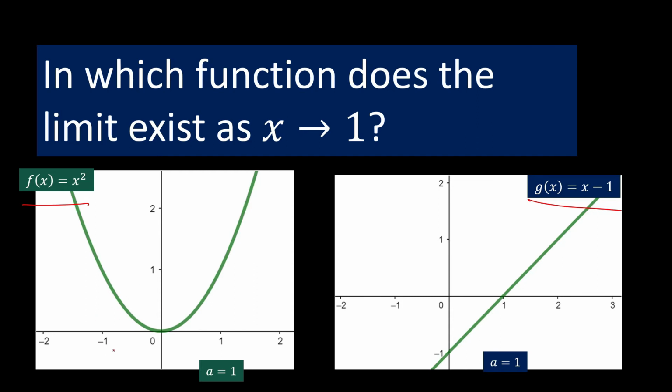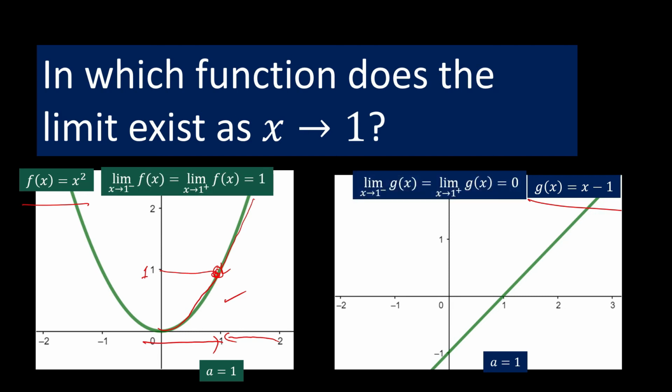For our quadratic function, as x approaches 1 from the left, the value of your function approaches 1. Look at that. It's 1. As x approaches 1 from the right, the value of your function also approaches the same value. It's also 1. Conclusion, the limit exists for x squared as x approaches 1.